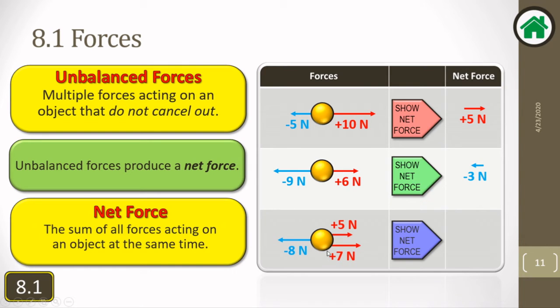Now this is a little bit more complicated. We have one force of negative 8 newtons, which means to the left, and we have two forces of positive 5 and positive 7 newtons, which are pulling to the right. But again, we can just combine these three forces to find out what the net force would be. If we add the positive 5 and positive 7, that's positive 12. So the total force pulling to the right is 12 newtons. And then there's 8 newtons to the left. So when we add those together, we're going to wind up with a net force of 4 newtons to the right.